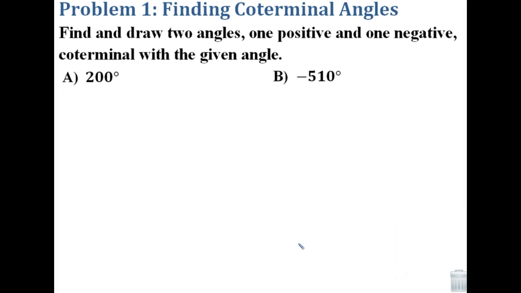That's going to be the first thing we look at solving for today, finding coterminal angles. Problem 1 says find and draw two angles, one positive and one negative, coterminal with a given angle. So I'm given 200 degrees. Let's draw that in standard position to start off with.